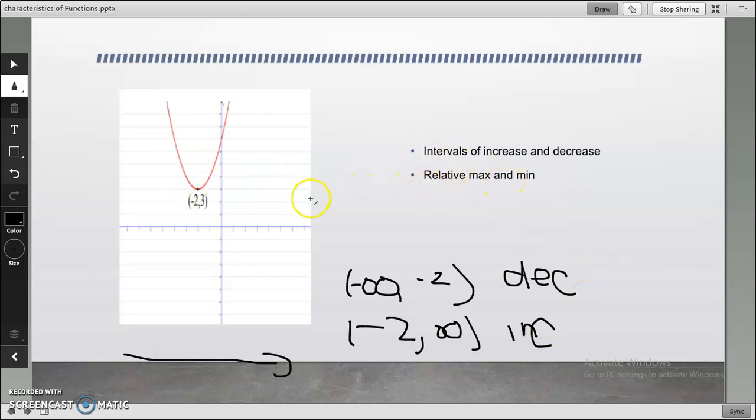If I look at this graph, I don't have a maximum value. Instead, because it's a parabola, there's just a minimum value at y equals 3. Or you can label the whole point at negative 2, 3. And I hope that this helps.